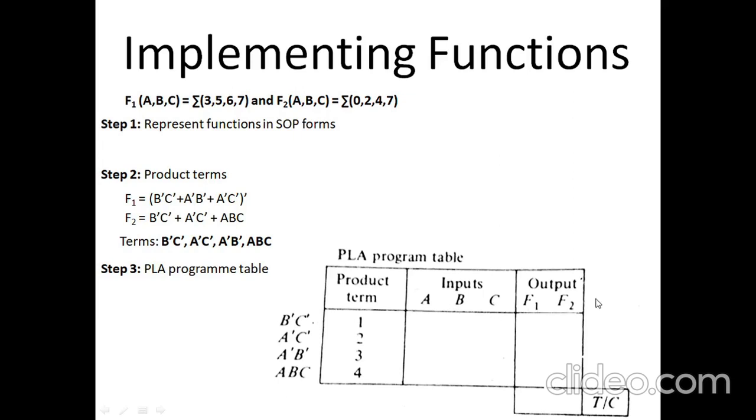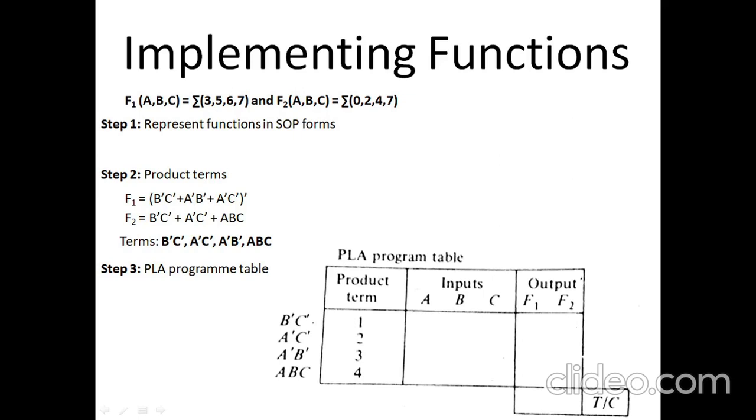Similarly for the output, if the product term is part of that function, write 1. If the product term is not part of that function, write dash. For example, B prime C prime is part of F1, so we write 1. B prime C prime is part of F2, so we write 1. If it is not there, then we write dash.